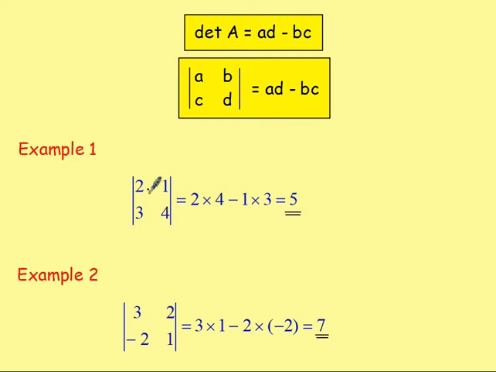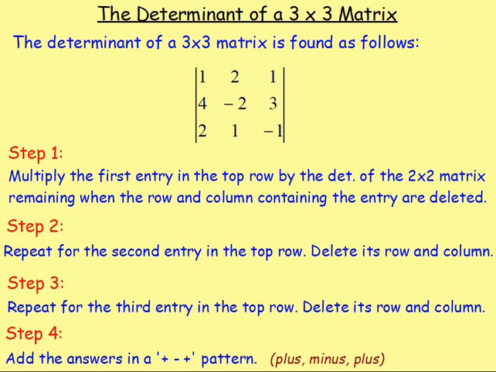So the determinant of this matrix, you would have 2 times 4 take away 1 times 3. For this one here, you'd have 3 times 1 take away 2 times negative 2. Ta-da! That's it. The determinant of a 3 by 3 matrix, slightly trickier.